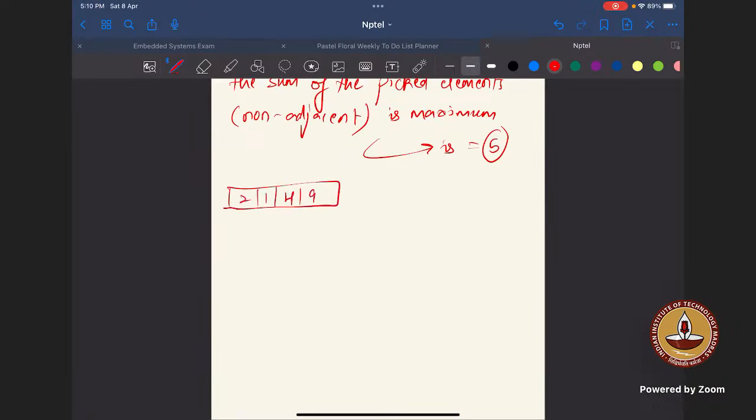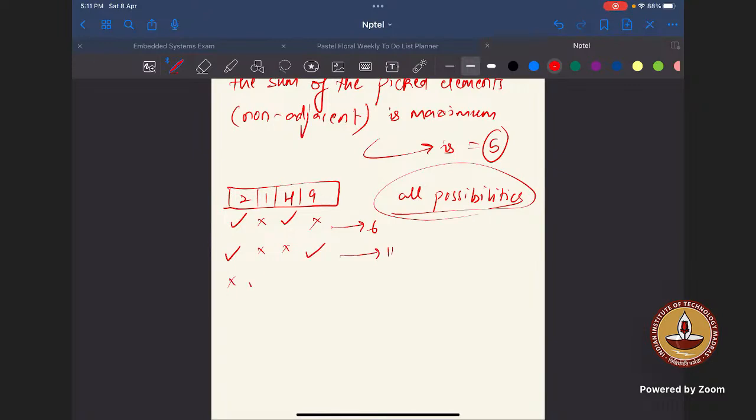Let's try to explore all possibilities of picking and not picking, and then we will derive the answer. If I pick 2, then I cannot pick 1, and if I choose to pick 4, I cannot pick 9. So the answer is 6 here. If I pick 2, I cannot pick 1, and if I choose not to pick 4 and I choose to pick 9, then the answer is 11. Let's say I don't pick 2, I pick 1. Now I cannot pick 4 because I've already picked 1, which is adjacent to 4. So I don't pick this. I pick 9. Answer is 10.